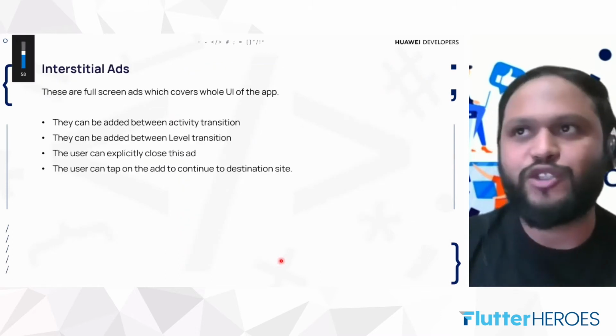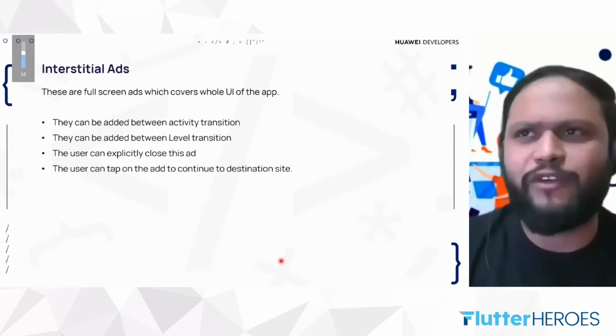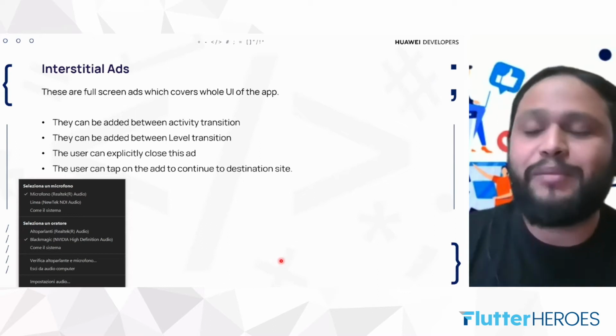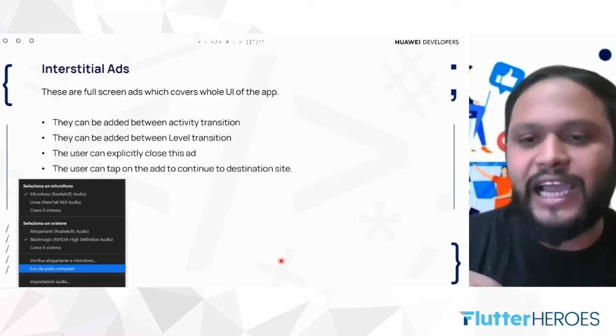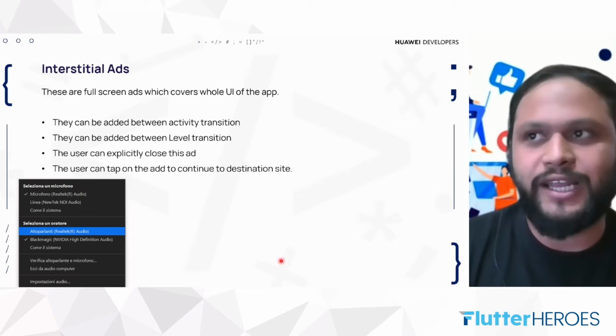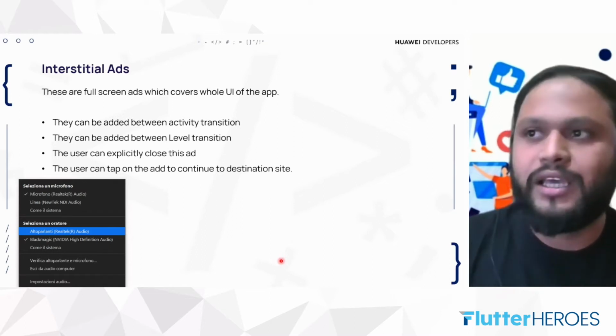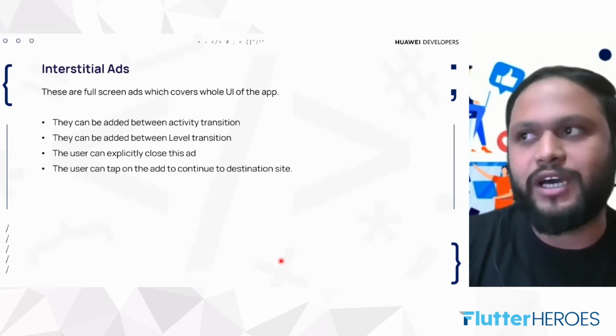Now, let us talk about a different set of ads. These are called interstitial ads. I know you must have already seen these kinds of ads. These are full screen ads. They cover the whole UI. They can be added between activities. This is the ideal place to add any interstitial ad, when we are having the transition between activities, the transition between screens. They can be added between different levels of transition.